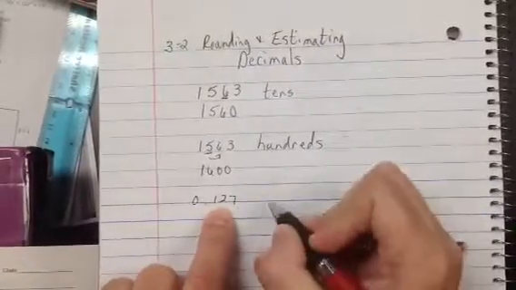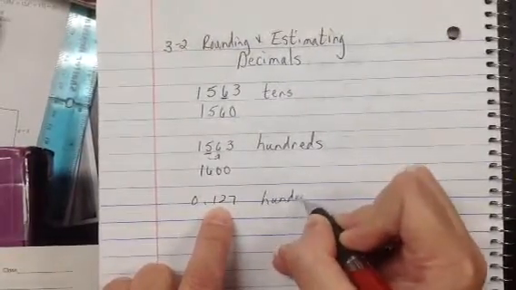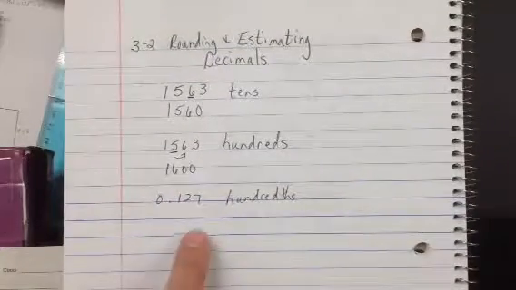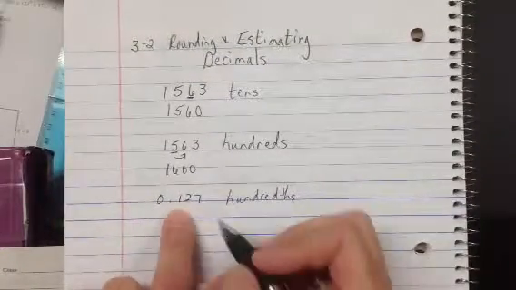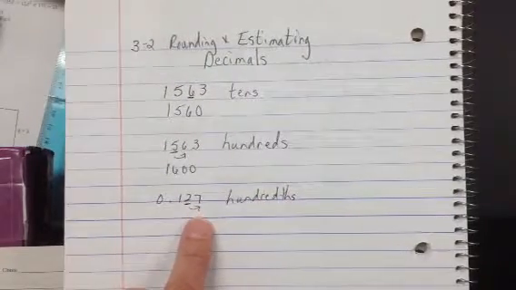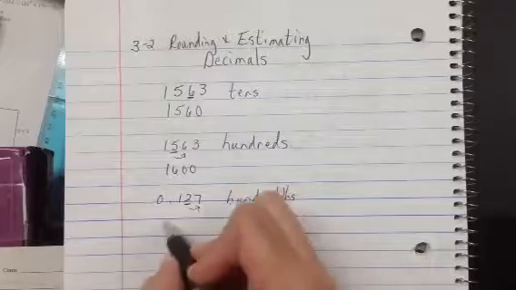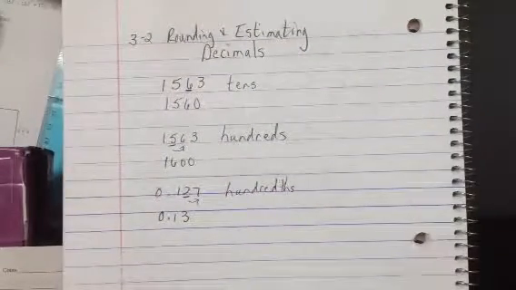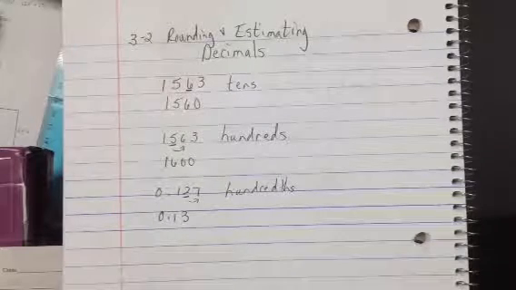Okay? The same principles apply when I have decimals, but instead of saying I'm rounding to the hundreds, it might say I'm rounding to the hundredths. So you simply have to know your place values for this to work. So this was my tenths, this is my hundredths, this is the place I want. I look to the right of it. Okay, that's 5 or larger. So that means this becomes 0.13, rounded to the hundredths place. Okay?